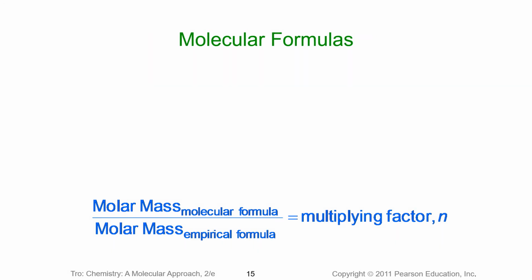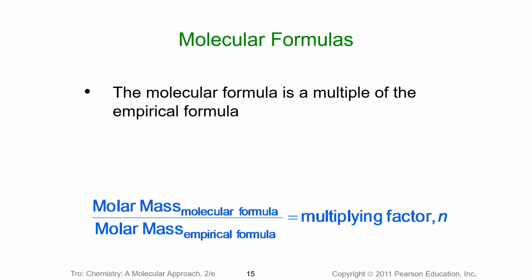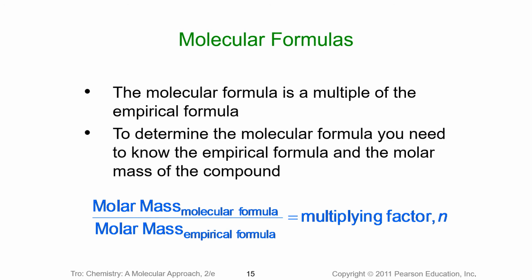Empirical formulas are helpful, but they are not the full story. For molecules, we want to figure out the molecular formula. The molecular formula is always going to be a multiple of the empirical formula. In order to determine the molecular formula, we have to know what that empirical formula is, or have a way to find it out, and we need the molar mass of the compound.